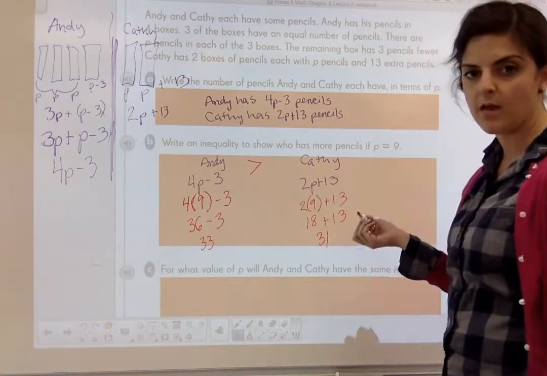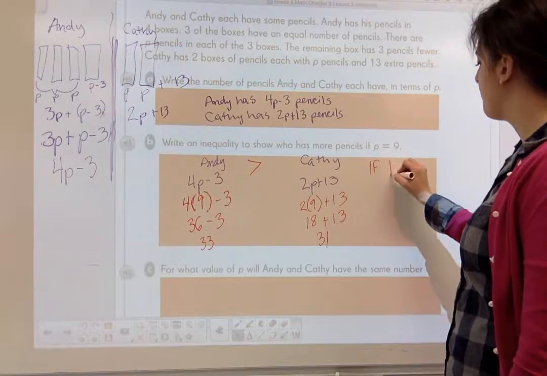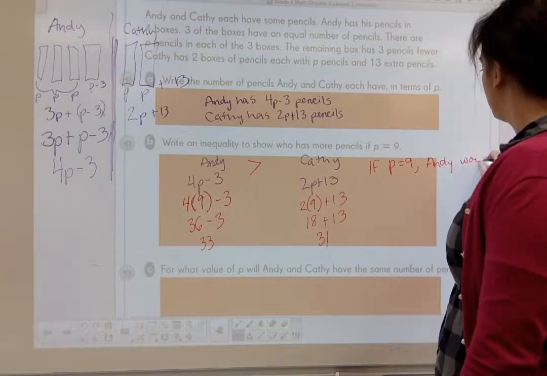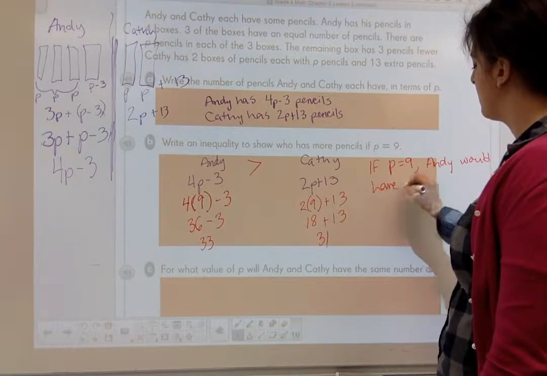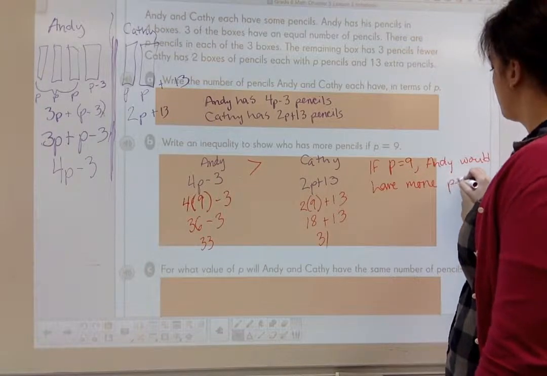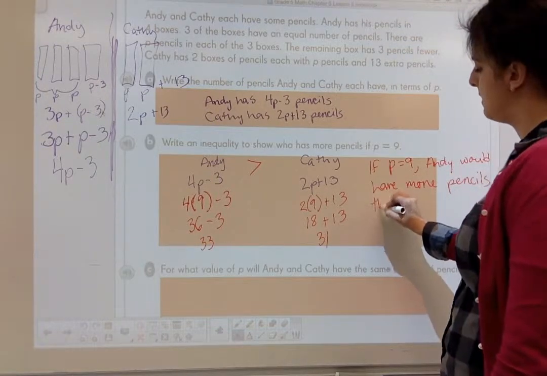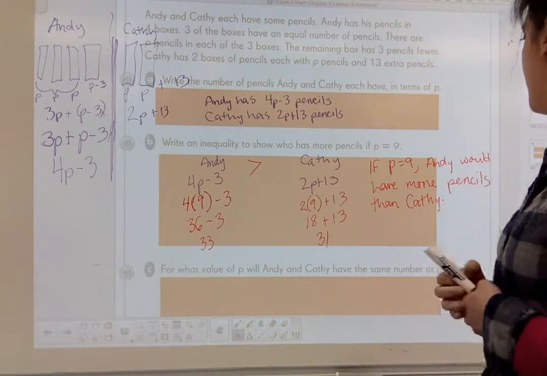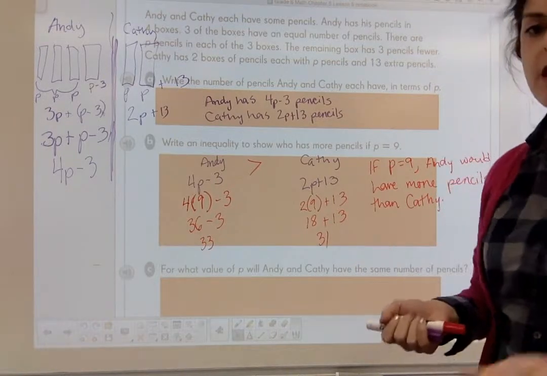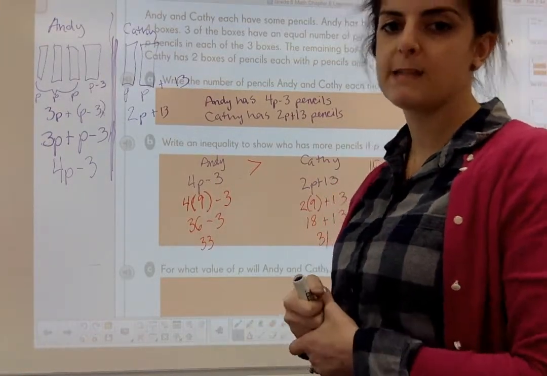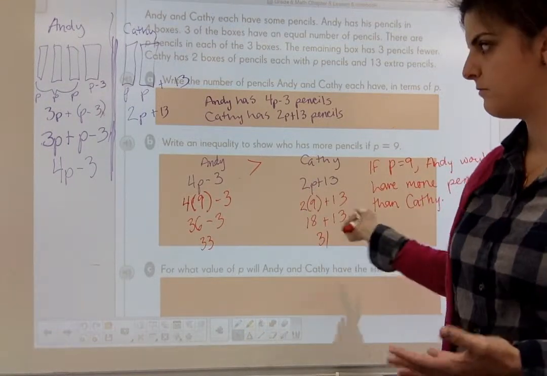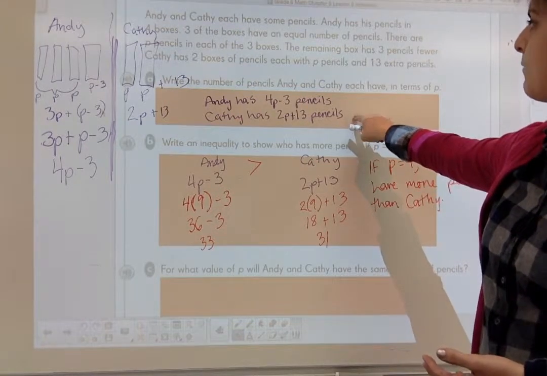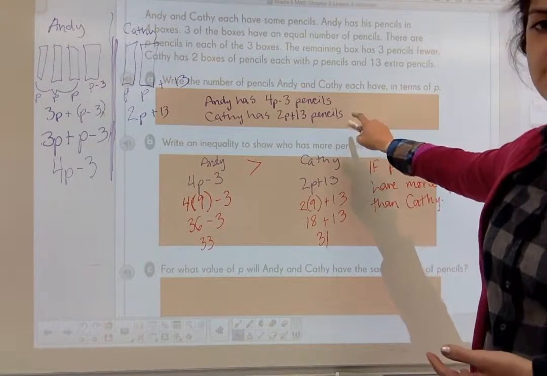The way we would write an inequality to show that: if P equals 9, Andy would have more pencils than Kathy. Or you could say Kathy would have fewer pencils than Andy if P equaled 9. That would be an inequality, okay? But it has to be written like this, just like over here it says to write the number of pencils they would have in terms of P.